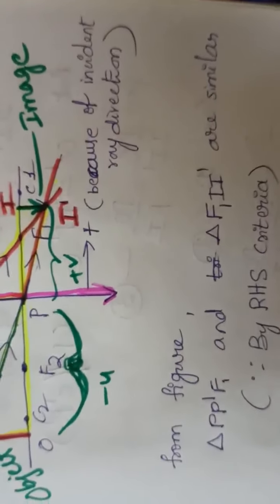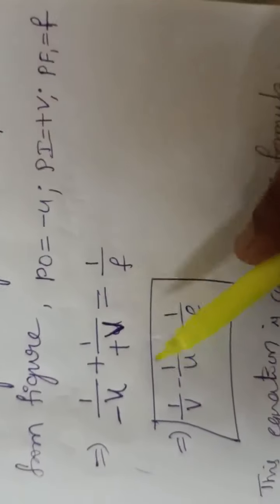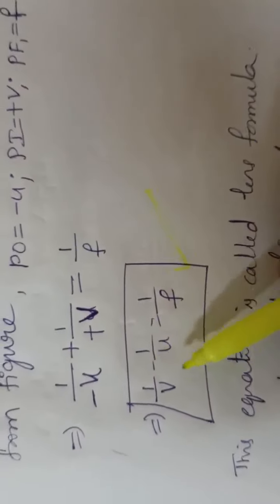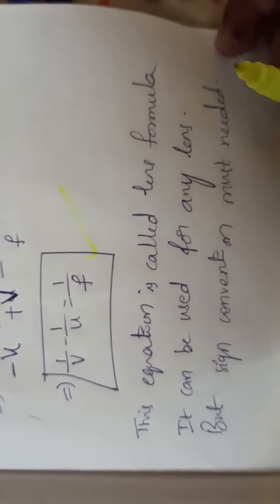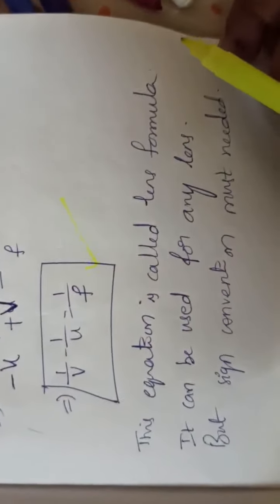So according to the sign convention, I am substituting values here. From the figure, PO is equal to minus U and PI is equal to plus V, we know. Just I am substituting those values in that equation. So this is the lens formula, children: 1 by V minus 1 by U is equal to 1 by F. This equation is called the lens formula. It can be used for any lens, but the sign convention must be followed. According to the sign convention rules, we need to substitute the values. Then only we will get the proper relation for the lens formula.